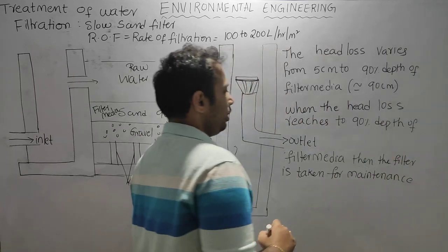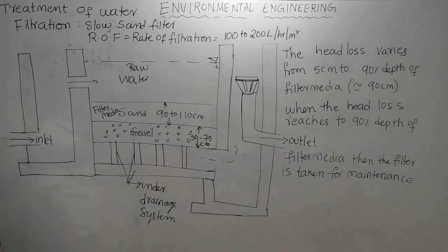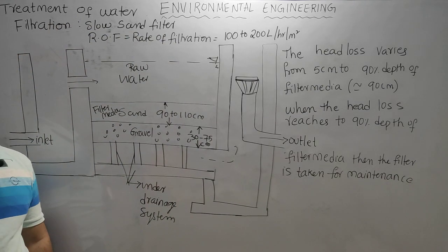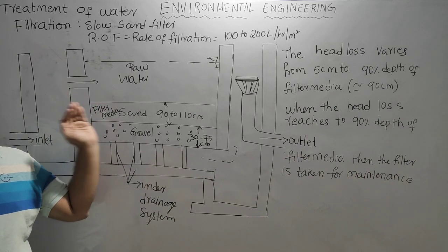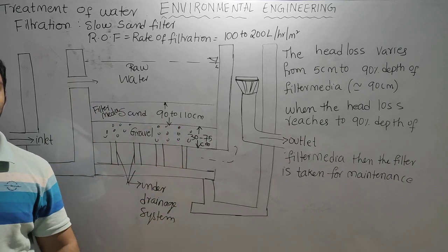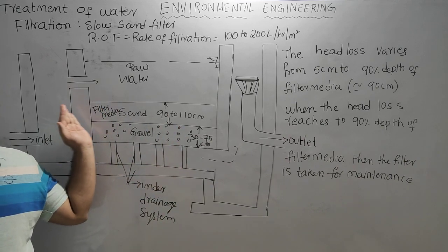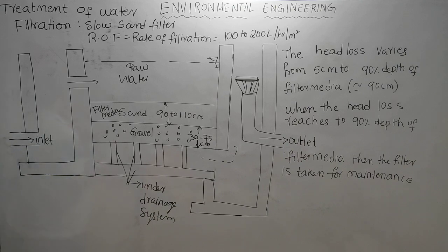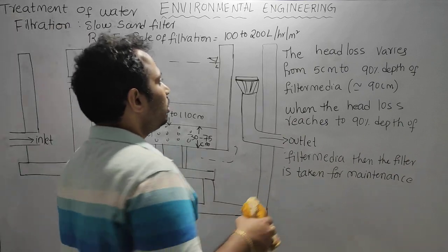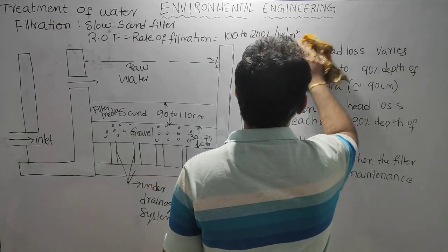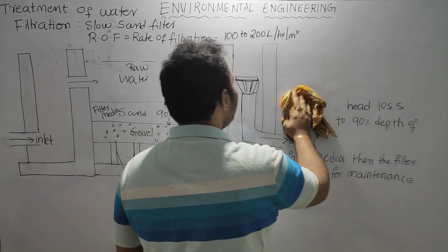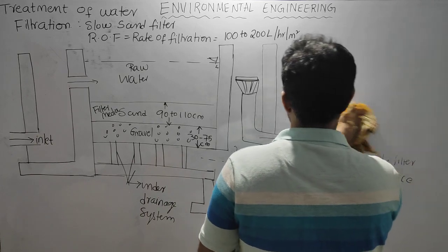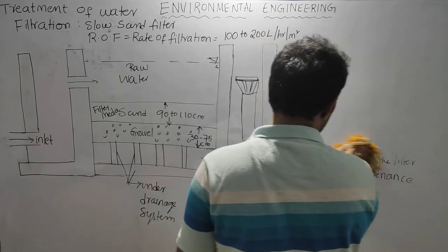What is maintenance in a slow sand filter? The maintenance in a slow sand filter is nothing but removal of the top 15 to 30 mm of the sand. This top layer of 1.5 to 3 centimeter, full of impurities, is removed and relaid with new filter media, new sand.